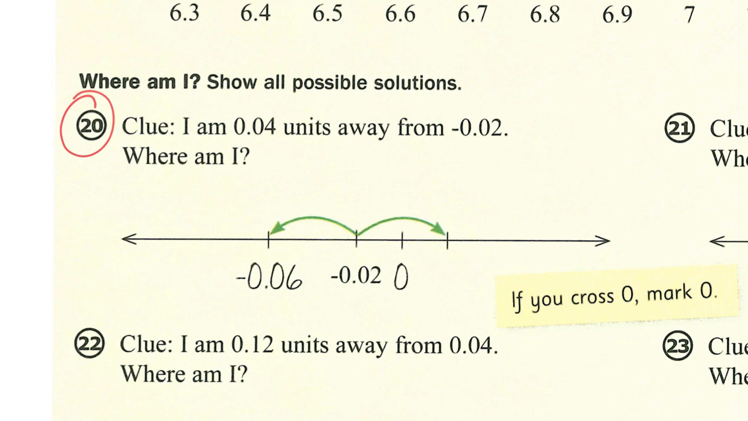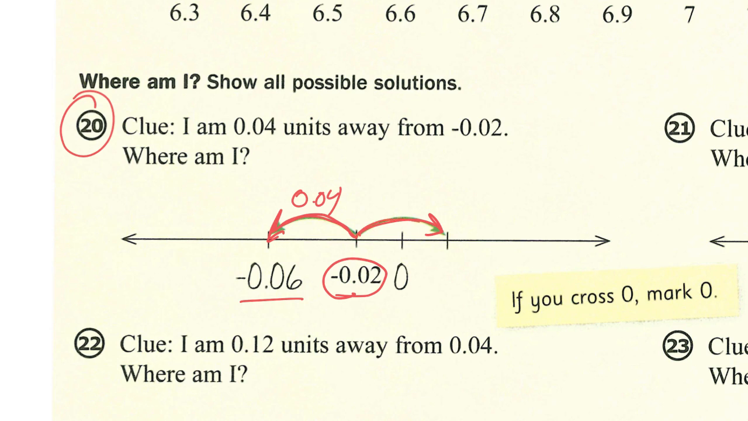We're going to skip down to number 20 down here, and this is where we have clues, and we're going to figure out where the numbers could possibly be. So I am 0.04 units away from negative 0.02. So here's our negative 0.02. We could go to the left or we could go to the right. They already went to the left for us, 0.04 units, and we end up at negative 0.06.